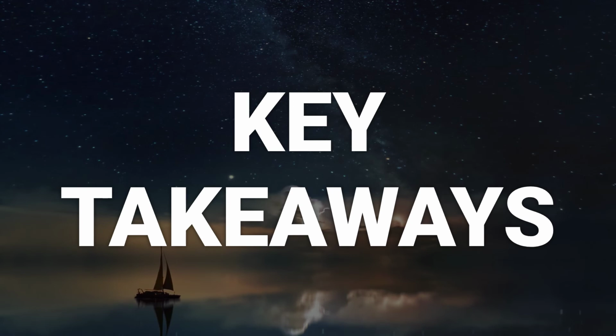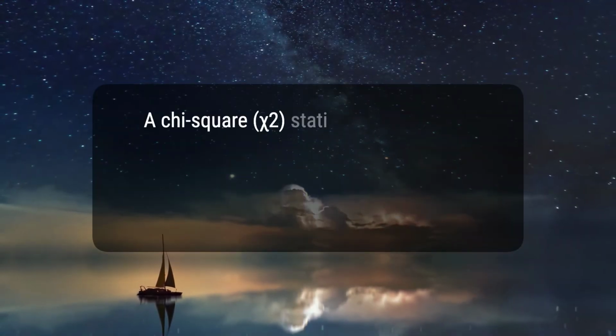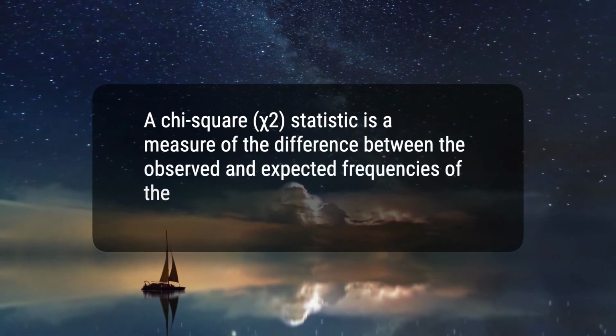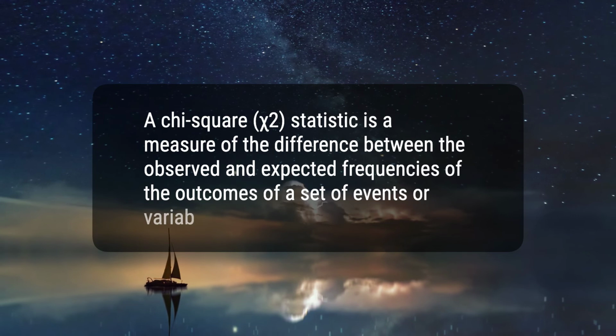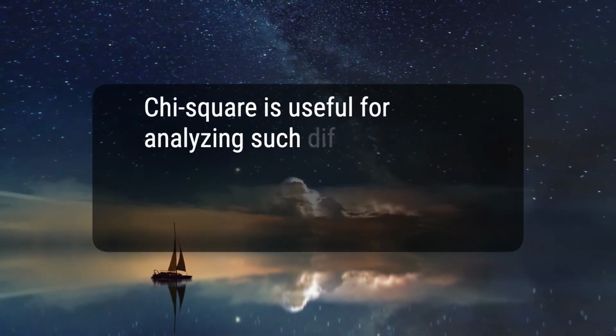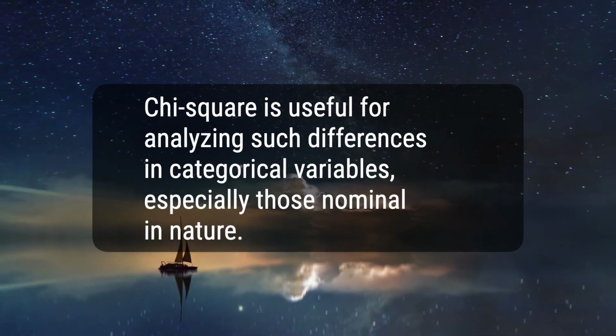Here are 5 key takeaways. 1. A chi-square (chi-2) statistic is a measure of the difference between the observed and expected frequencies of the outcomes of a set of events or variables. 2. Chi-square is useful for analyzing such differences in categorical variables, especially those nominal in nature.